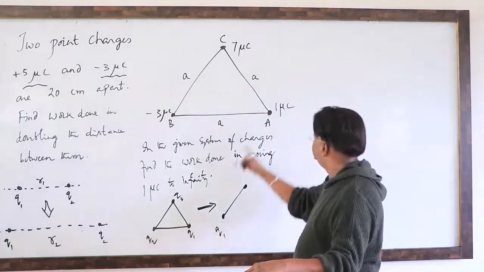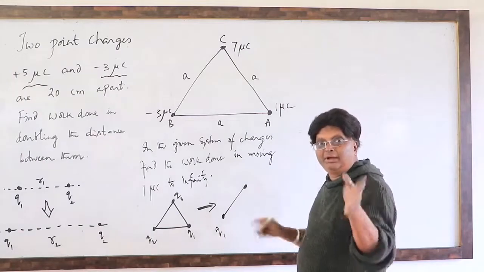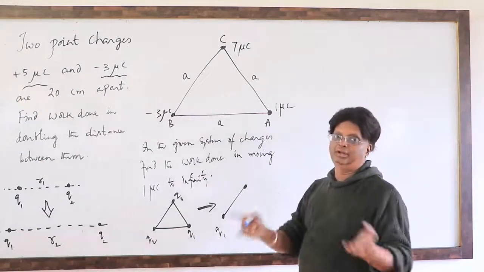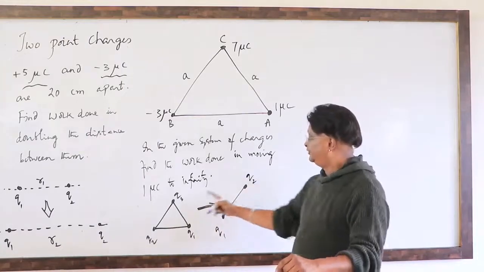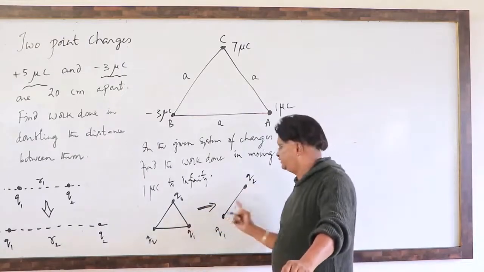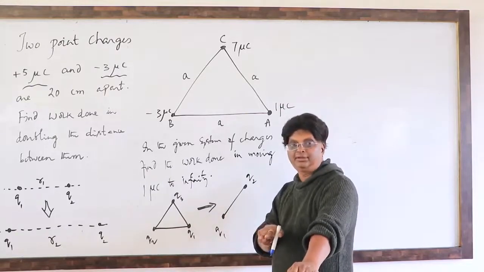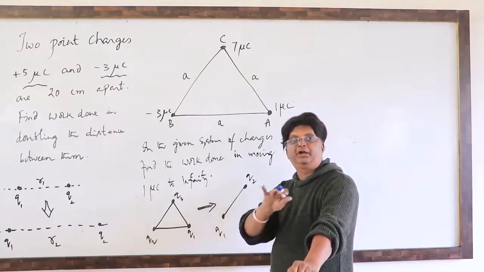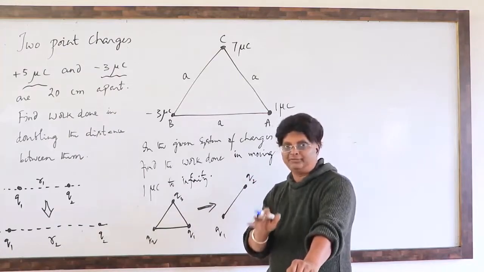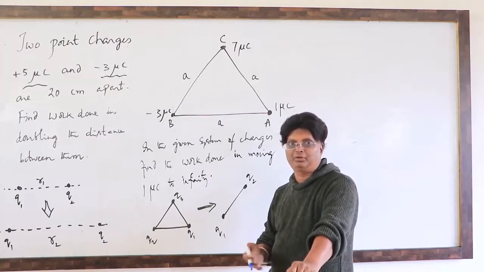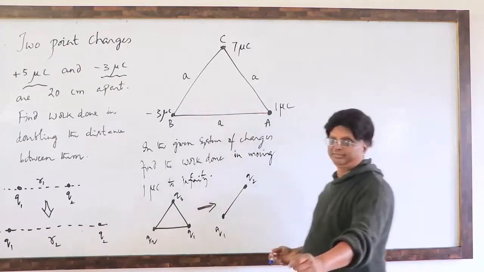Because now Q1, which I call 1 microcoulomb, is taken to infinity. Our charges are equal. Therefore, I will write it as Q1 and Q2. A system of 3 charges, we have changed it into a system of 2 charges. To change a system of charges, we need to do work. And of course, that work will be either positive or negative depending upon the nature of the charges.